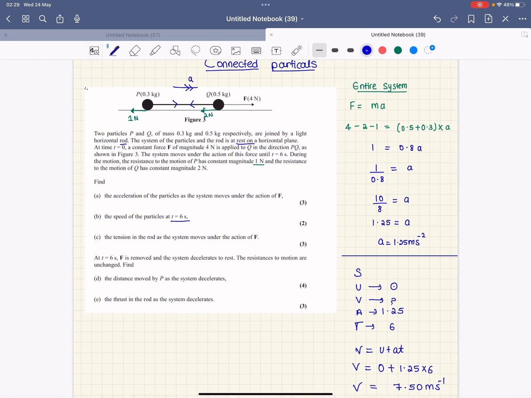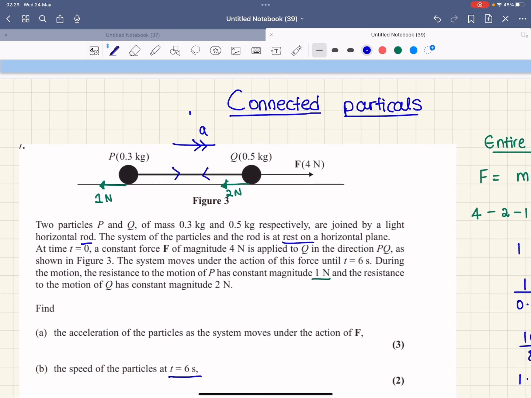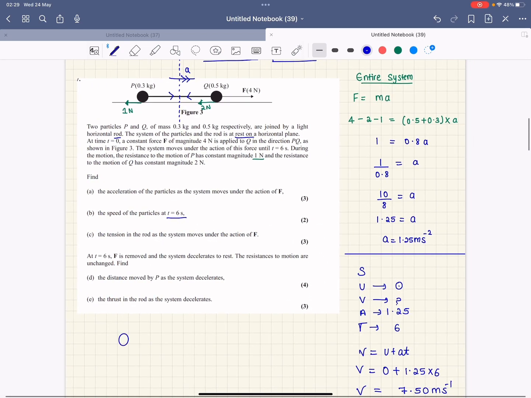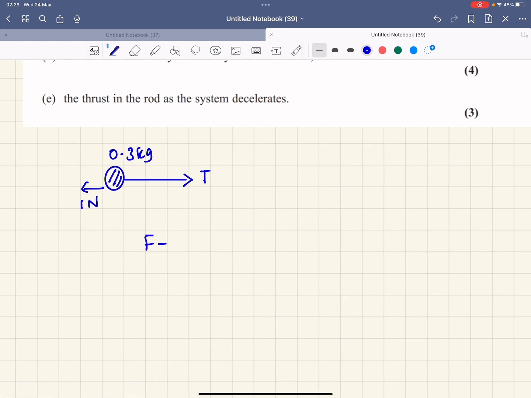But when they ask for tension, we've got to disconnect this particle into 2 parts. So if I just draw how P would look like, so that's P object, 0.3 kilogram, and 1 Newton of resistance is still there, and I'm thinking there is a tension being pulled. So in here, I'm going to apply F is equal to ma for P only.